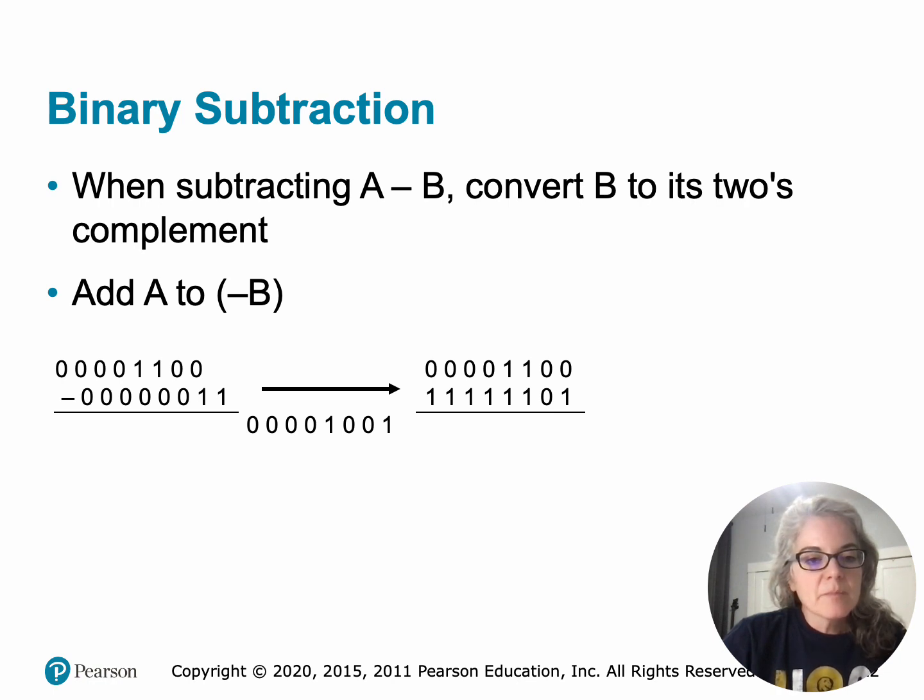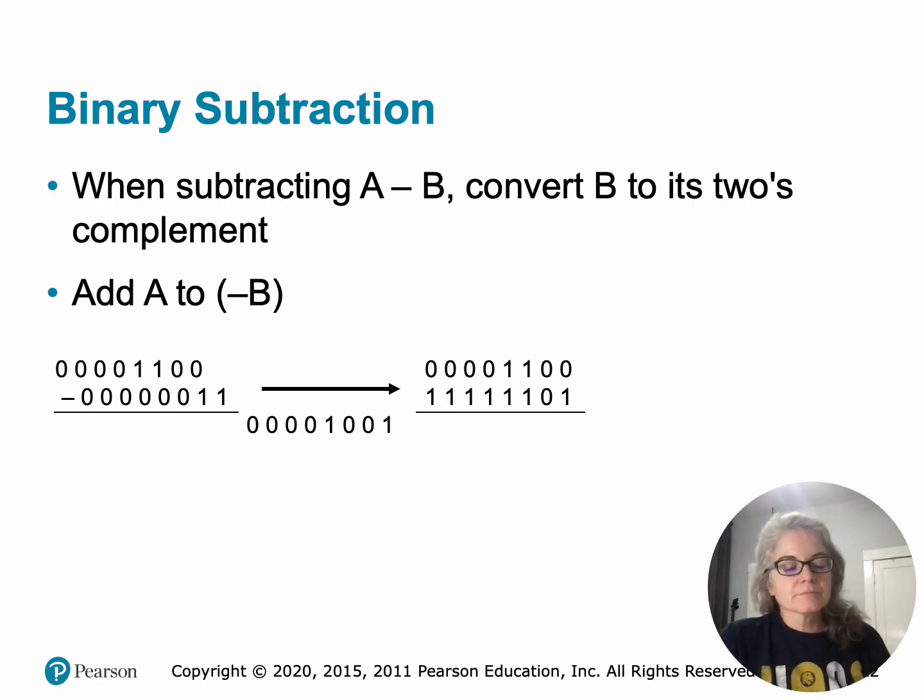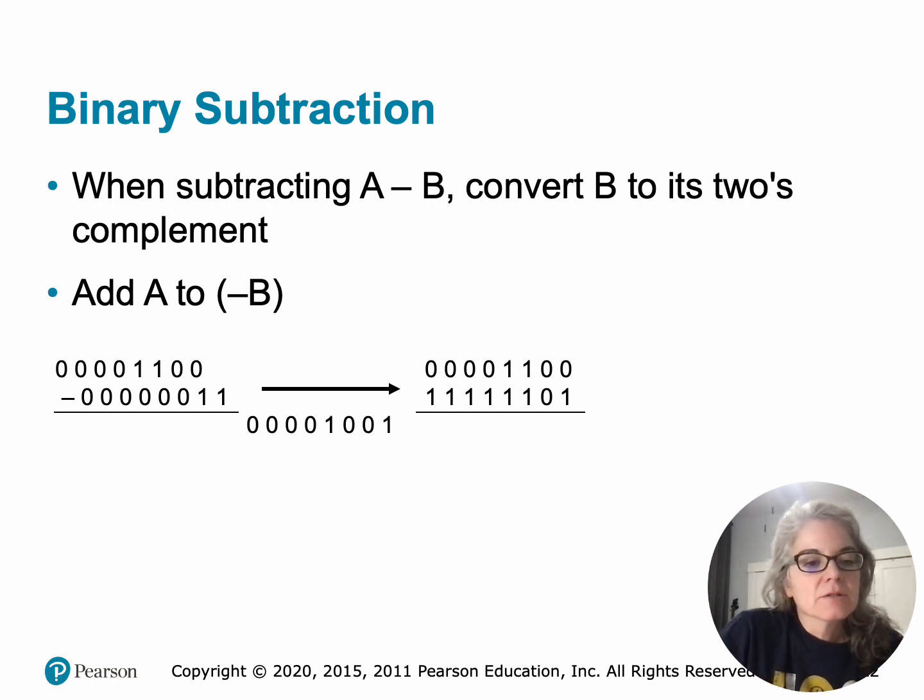Okay, so here we're looking at binary subtraction. When subtracting a minus b, convert b to its 2's complement, and then add a to negative b. So let's say we have 0, 0, 1, 1, 0, 0 minus this number. This is a, and this is b right here.